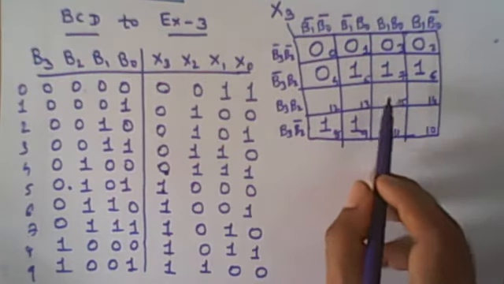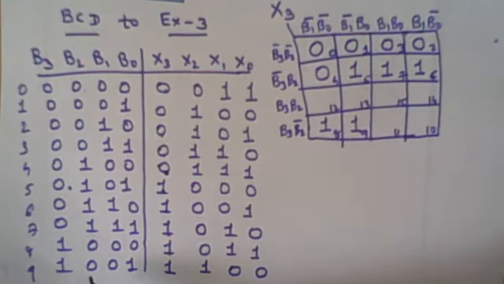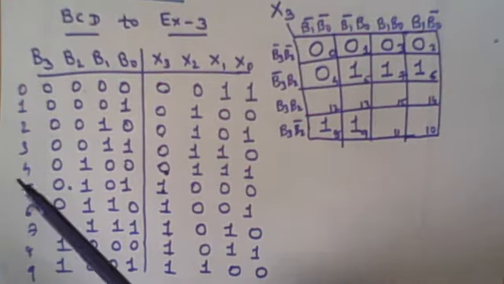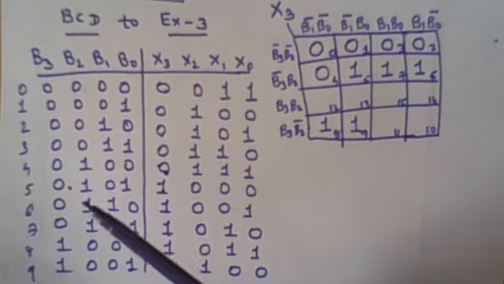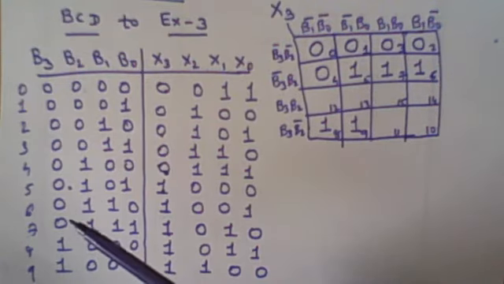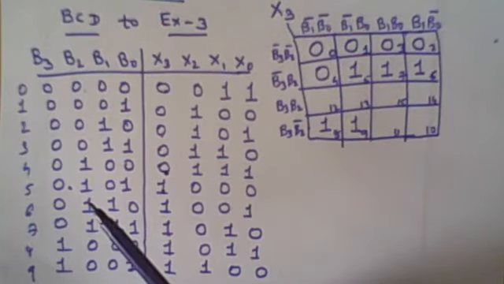Now what about the other boxes? For the rest of the input combinations, the output is not defined. Here the output is defined for the combinations 0 to 9. A 4-bit input has 16 combinations, so 10 combinations are defined and 6 combinations are undefined.